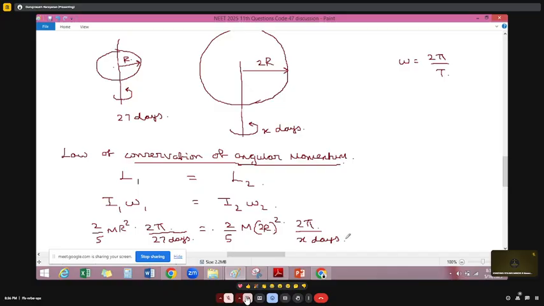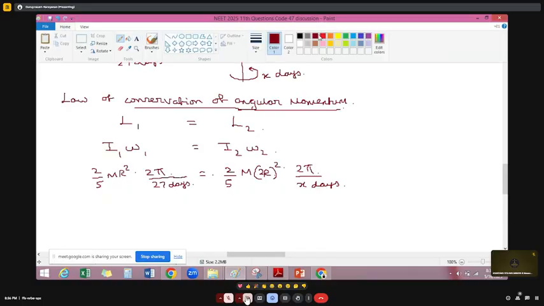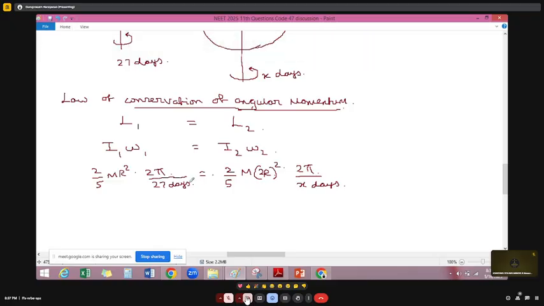Again, if you want to convert it to seconds, you will be wasting your time because your answer is going to be in days. If you want, you can convert it by 24 hours multiplied by 3,600. So don't waste your time. These are all very direct, easy questions. Get rid of all the unwanted stuff: 2 by 5 m r squared, 2 pi, everything goes away. Here I'll be getting 4. So x comes here, 4 into 27.